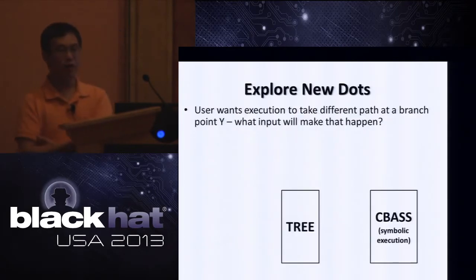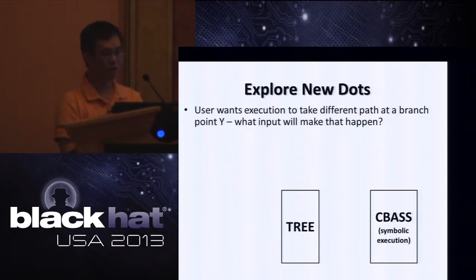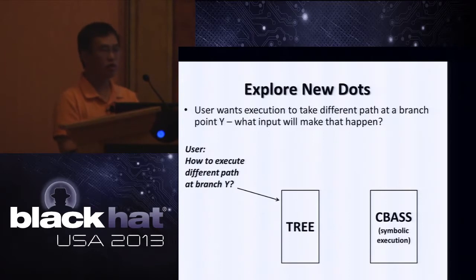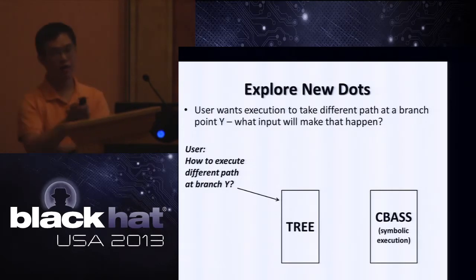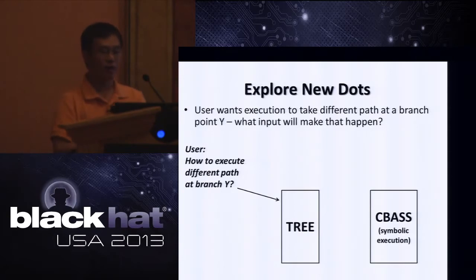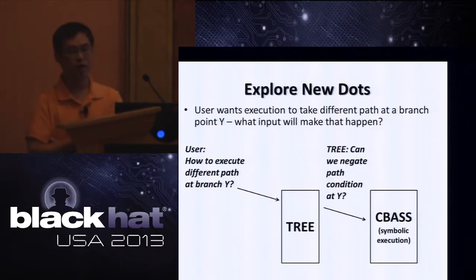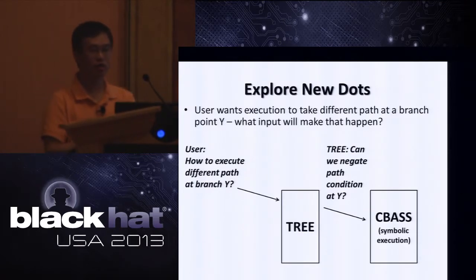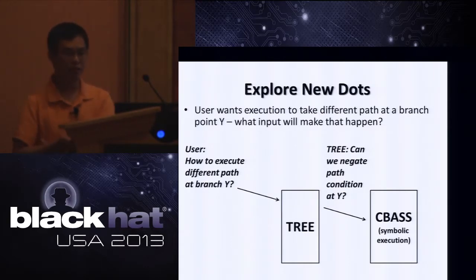So TREE and CBAS together can help you answer the question. At a high level, the user answers the question through the trace GUI by clicking on a button to say, how can I execute a different path at this particular branch point? TREE will rephrase the question and send it to CBAS. Basically, it's saying, can we negate this path condition? Last time it was false, we took the false branch. Can we take the true branch this time? And CBAS utilizes a technique called symbolic execution.